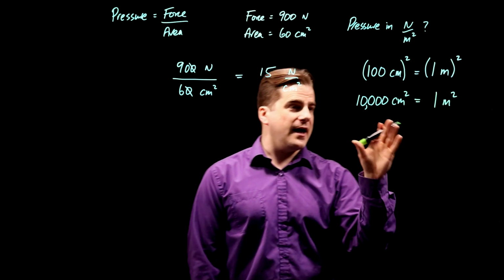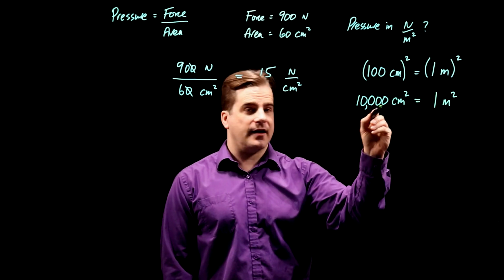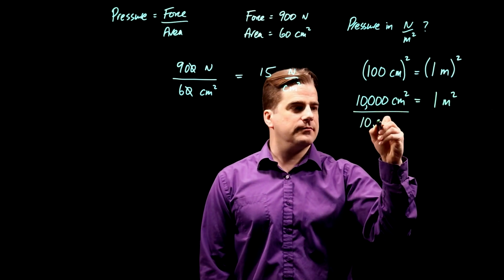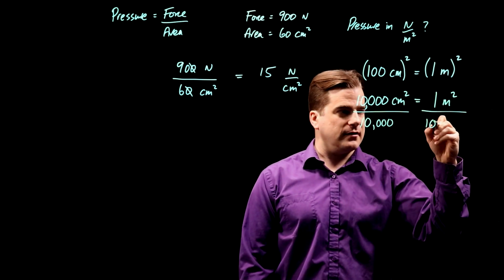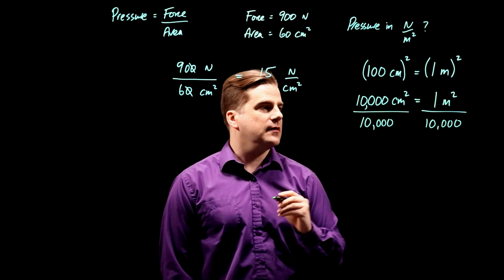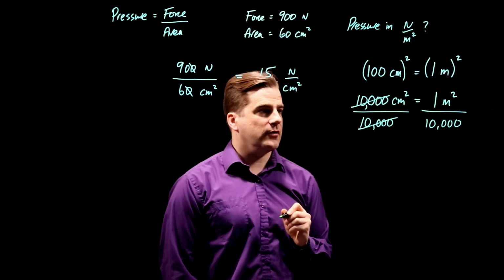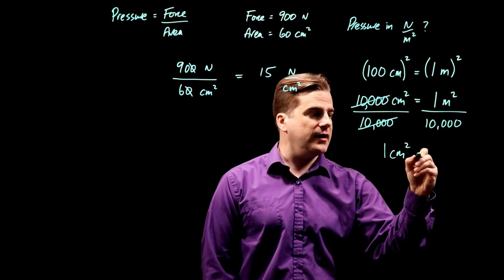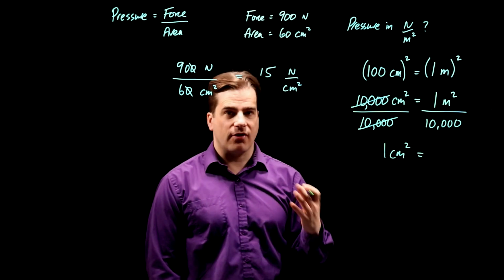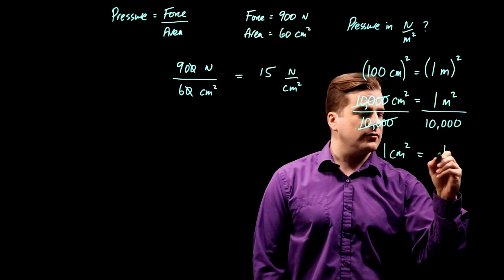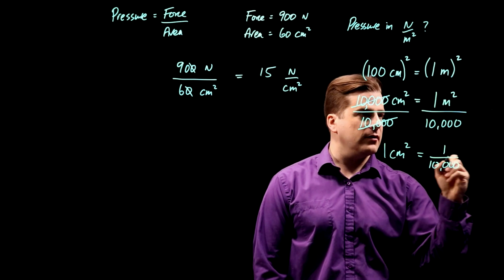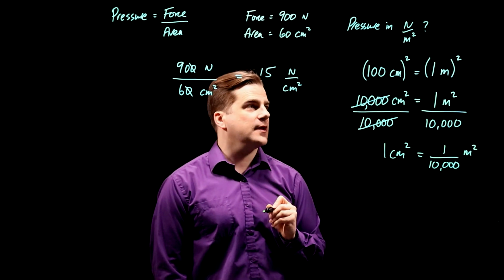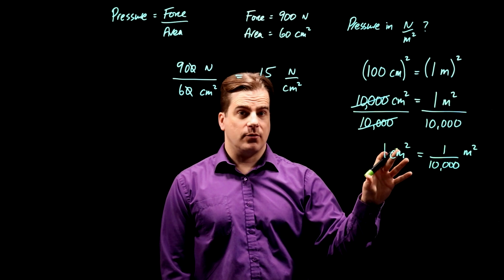Right, good. Next, divide both sides by 10,000 to get 1 cm squared on the left. Okay, so divide that by 10,000 and divide that by 10,000. Okay, 10,000 on the top, 10,000 on the bottom, and we're left with just 1 cm squared. So 1 cm squared is 1/10,000th of 1 metre squared. Okay? So that's how it works.